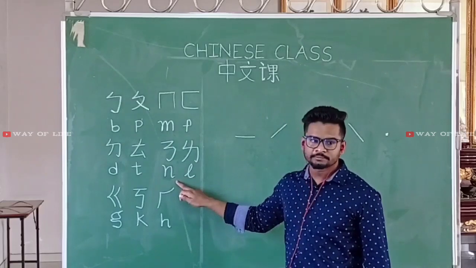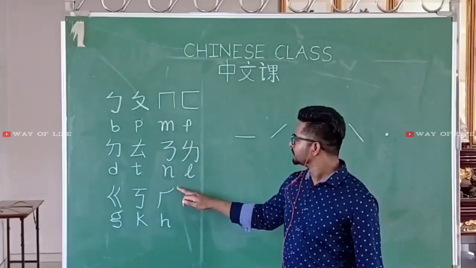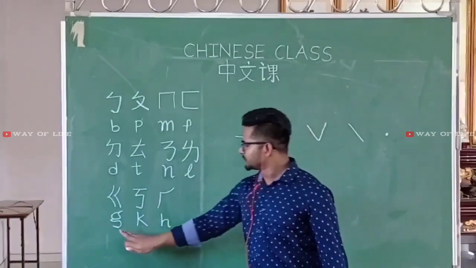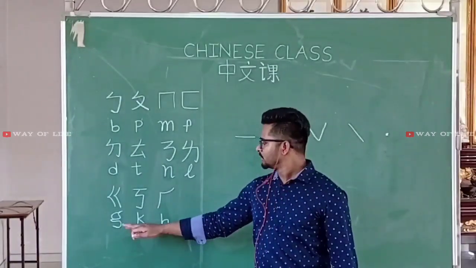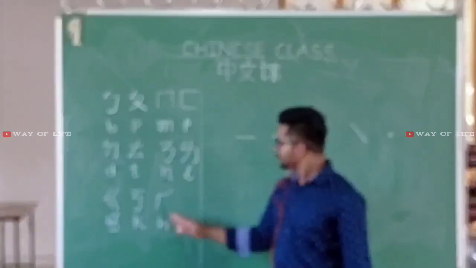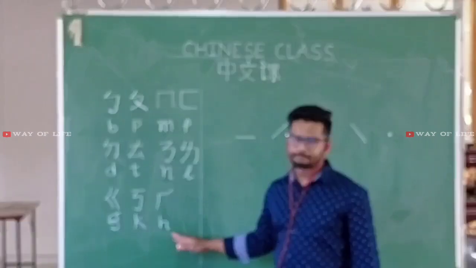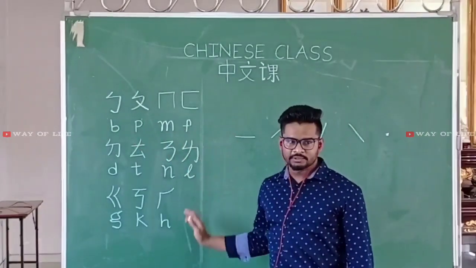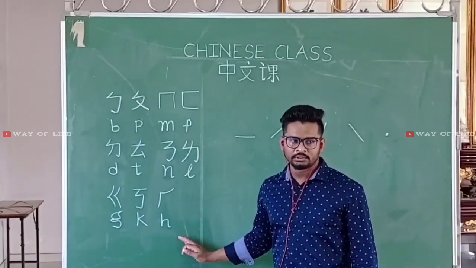The seventh is N, denoted by the letter N in the English alphabet. The eighth one is L, denoted by L. The ninth one is K, denoted by G. The tenth one is K, denoted by K. And the eleventh and last one is H, denoted by H. Okay, you may write it down. Let me recap once again, so that we will be familiar with all the first 11 alphabets in Chinese.